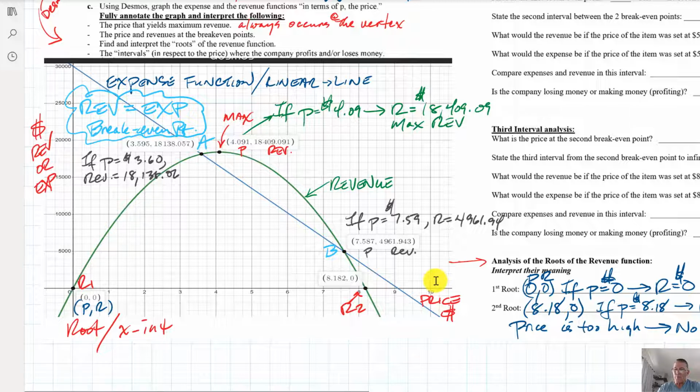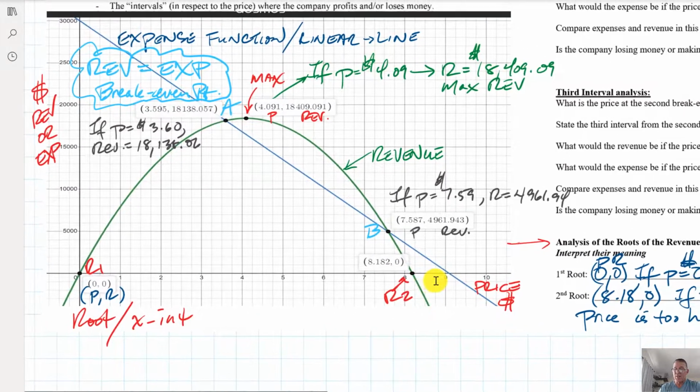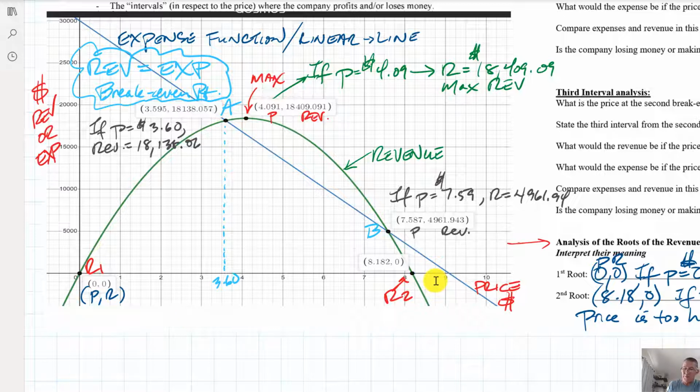So let's take a look at the break-even points. Let's highlight a couple things. Put your pencil at A and then go straight down. Now this price is $3.60. This will give us your first interval.